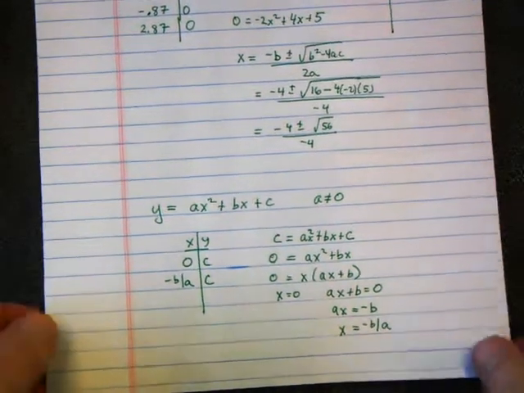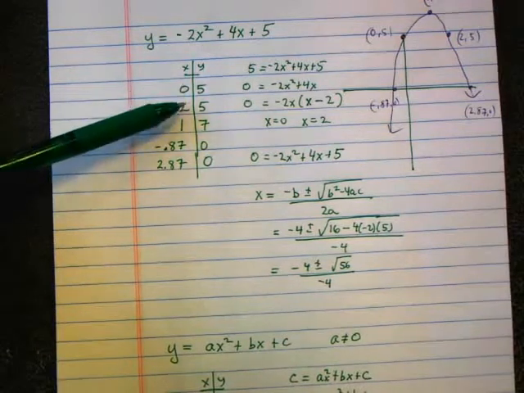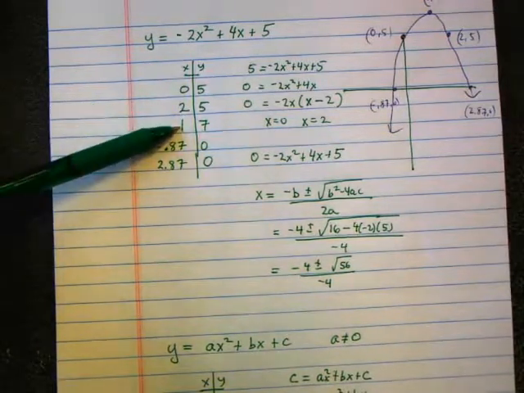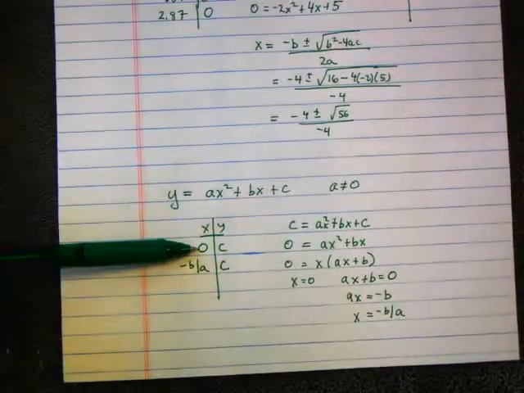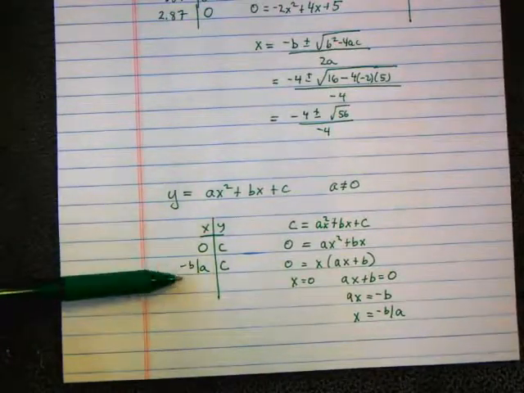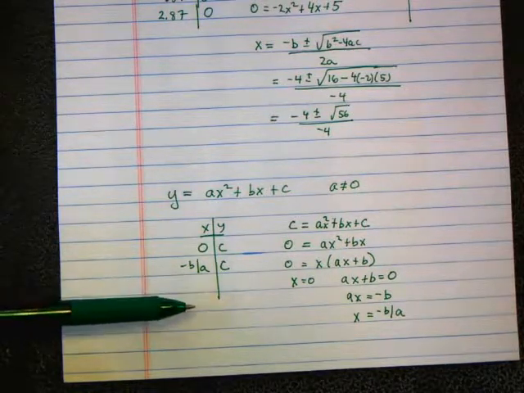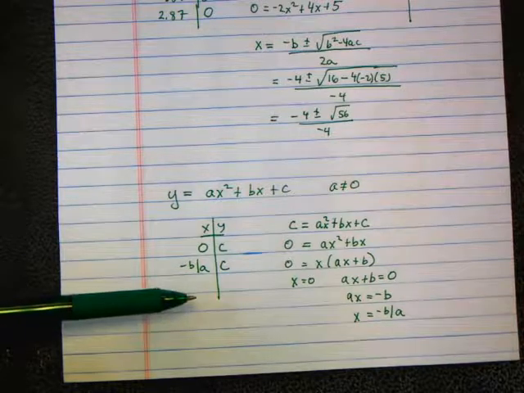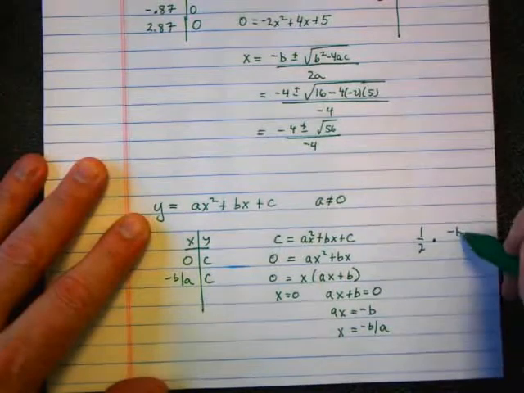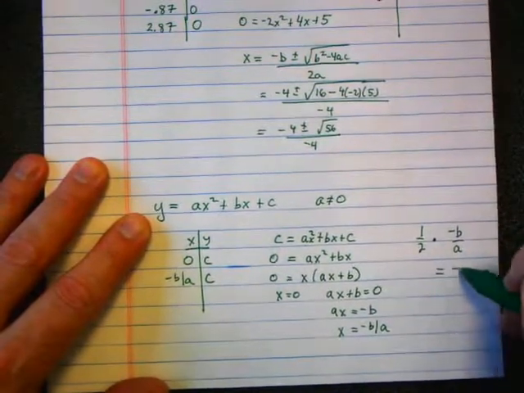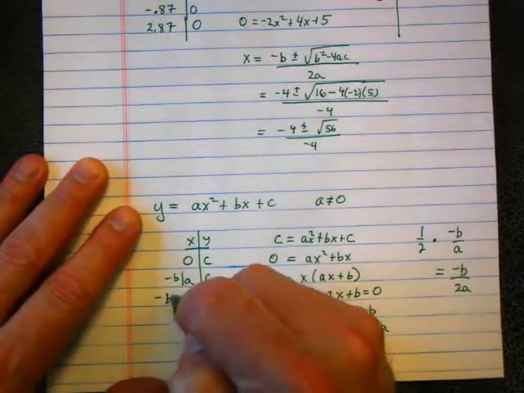Going back to our other example, once we had these two numbers, we said our vertex was halfway in between. So it's halfway in between 0 and negative b over a. So it's 1/2 times negative b over a. We normally multiply the tops and multiply the bottoms, and we write it as negative b over 2a.